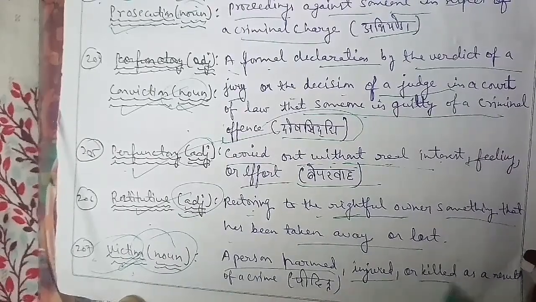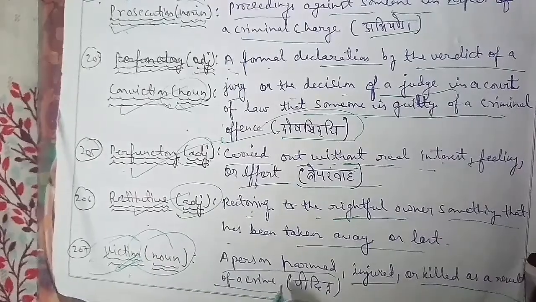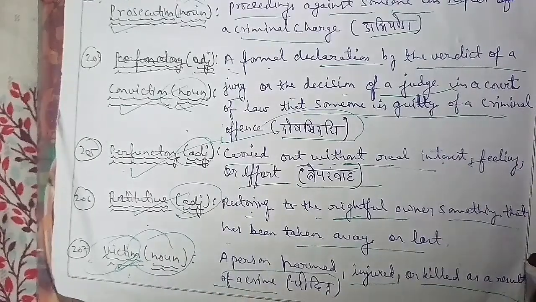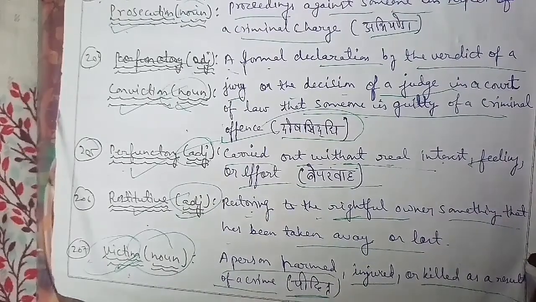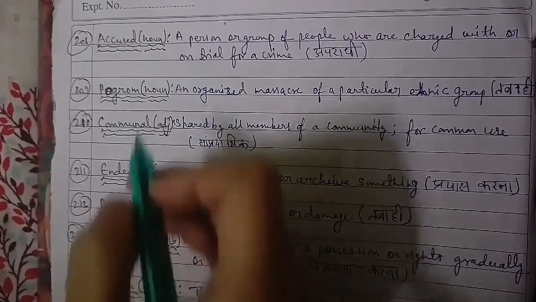Now moving on with the next word, 208, that is accused. Accused is a word used as a noun, and the meaning of accused is a person or a group of people who are charged with or on trial for a crime. Basically, a person or group of people charged with or on trial for a crime, that is अपराधी. अपराधी जो लोग होते हैं उन्हें हम accused बोलते हैं. Okay, and that way you can use the word accused.